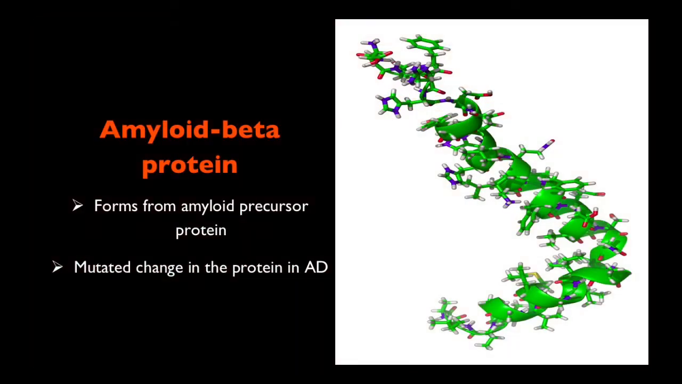The second hallmark is amyloid plaques. Cells create a protein called amyloid precursor protein, APP. This is normally broken down into proteins that assist with neuronal growth and repair. In AD, a genetic mutation changes how APP is broken down and produces a mutated sticky form of the amyloid beta protein.